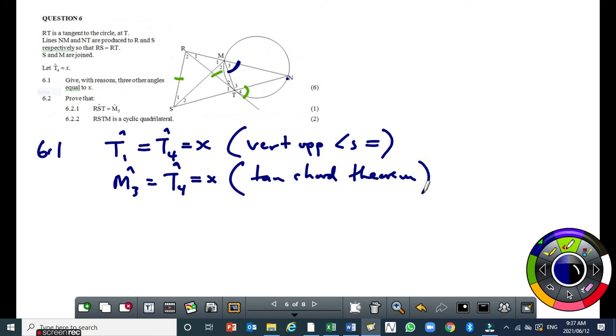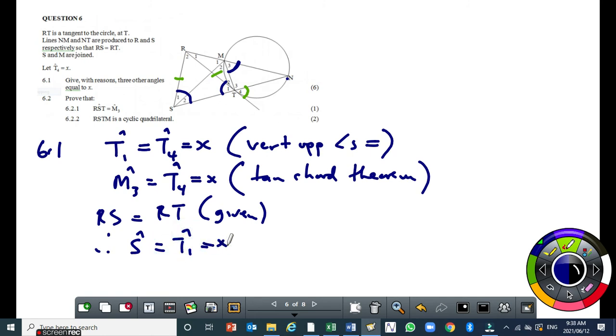Also, this angle here equals T1. But before you write that, you must write RS is equal to RT. This is given. Therefore, angle S is equal to T1 is equal to x, and the reason is angles opposite the equal sides.